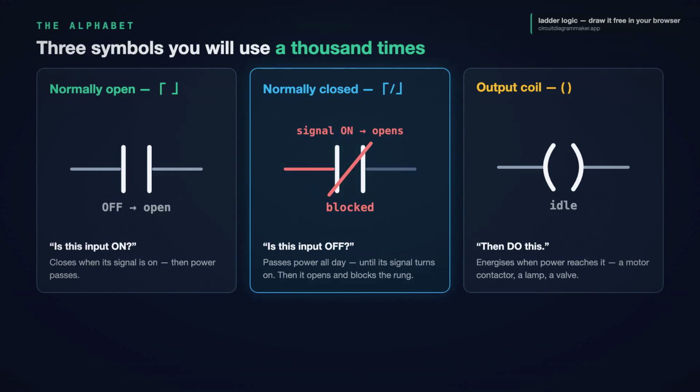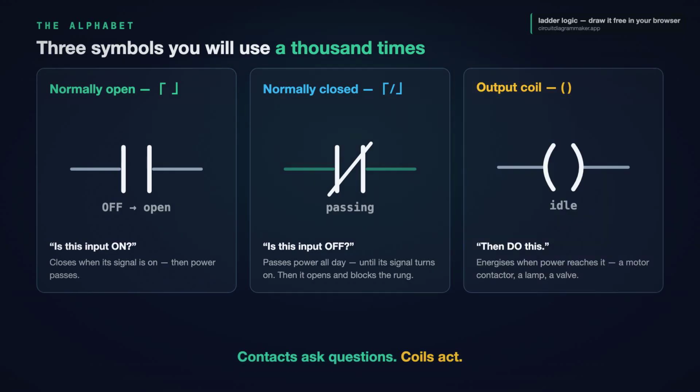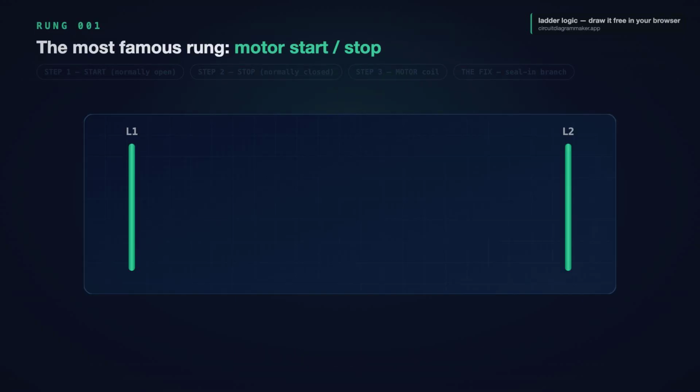Third, the output coil. A circle at the far right of the rung. When power reaches the coil, it energizes. That could be a motor contactor, a lamp, a valve, whatever the rung controls. Contacts ask questions. Coils act. Every rung you will ever draw is built from those two moves. Time to draw rung 1. The most famous rung in industrial history.